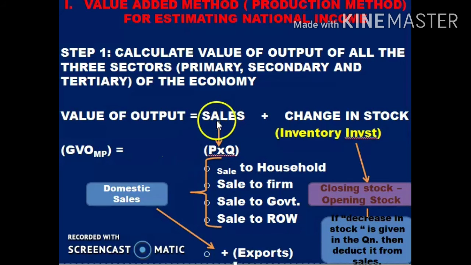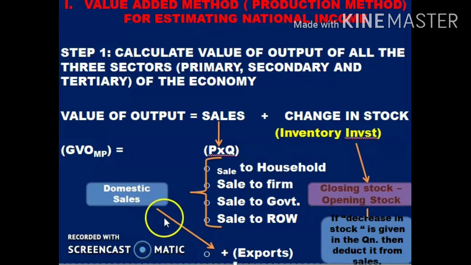So here, in the sales proportion, another thing we have to note: P into Q, otherwise it will be given as domestic sale. Okay, domestic sale may be in the form of sale to household, sale to firm, sale to government, sale to rest of the world. So these all are the sales that are going to take place. Rest of the world is otherwise known as exports. So you have to add these two.